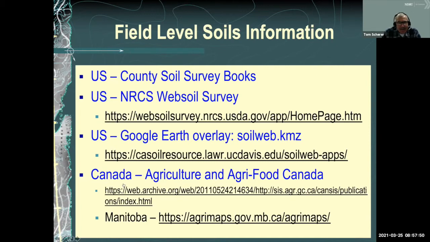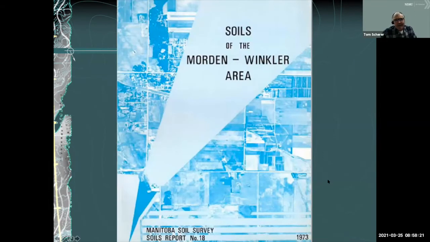And then for Ag Canada, I found that they have soil surveys, but they haven't digitized them that I know of. But you can go to this site and get access to the paper copies, and they're in PDF form. In Manitoba, you can get them there. So just to show you the Canadian version, here's the Morden-Winkler area, straight north of Walhalla.